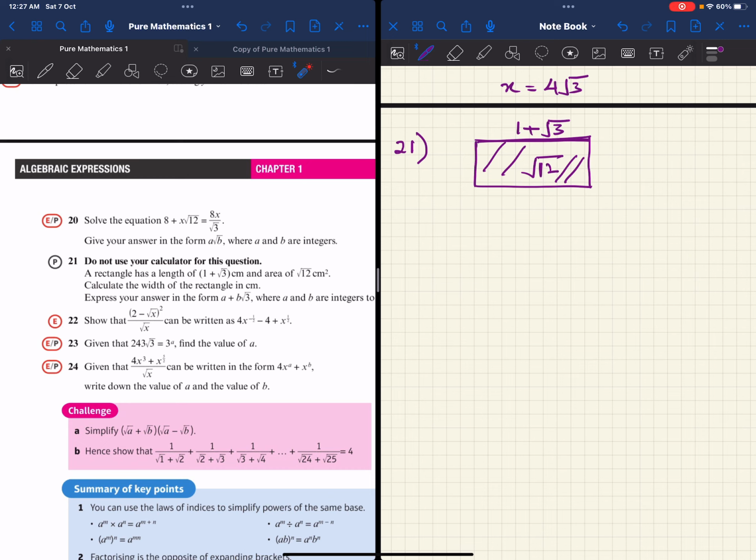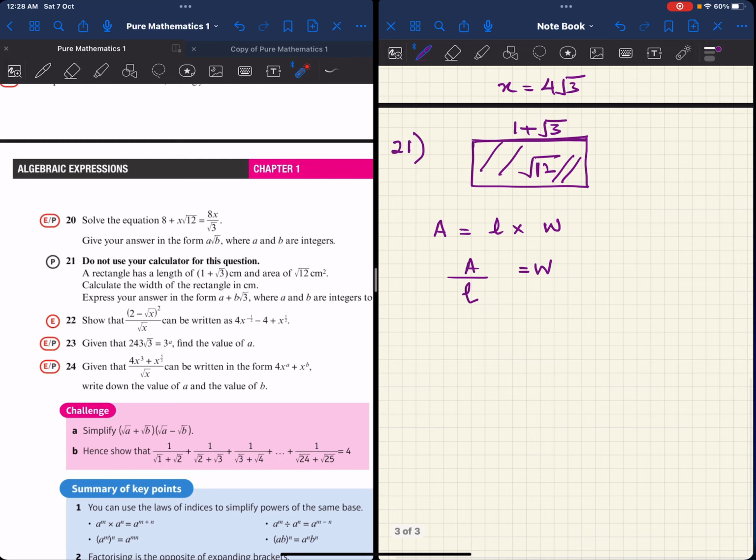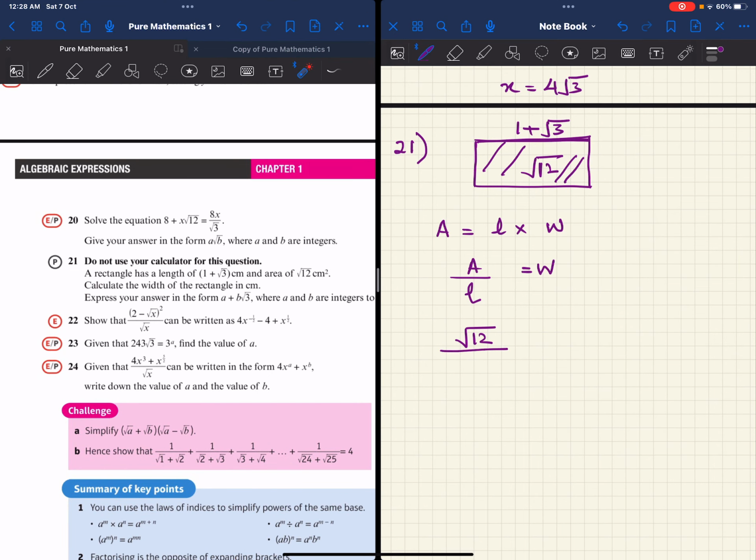Calculate the width. The formula for the area of a rectangle is length times width. So if you want to find the width, we rearrange the formula, that is area divided by length. We have the area, which is root 12. We divide it by the length, which is 1 plus root 3, and that gives us the width. Now we know that we do not leave a surd in the denominator. We have a root 3, so we need to multiply the fraction by the same denominator separated by the opposite sign, so 1 minus root 3.